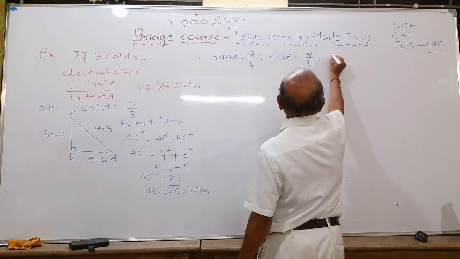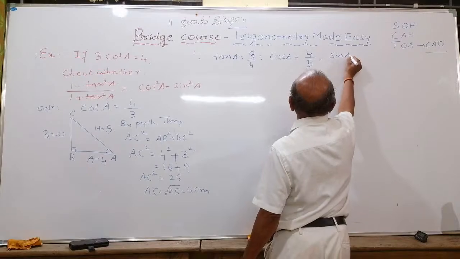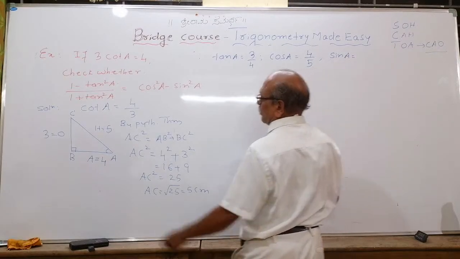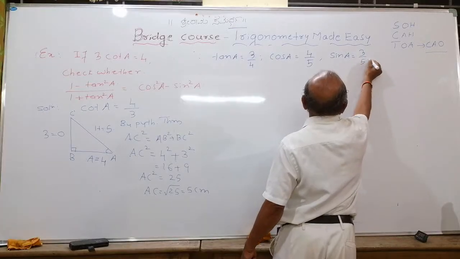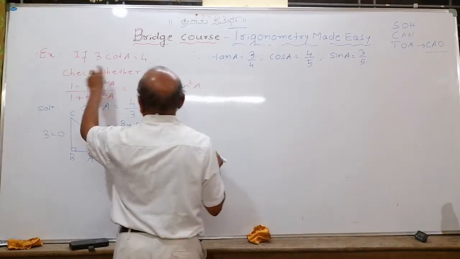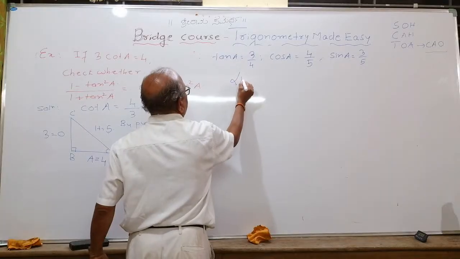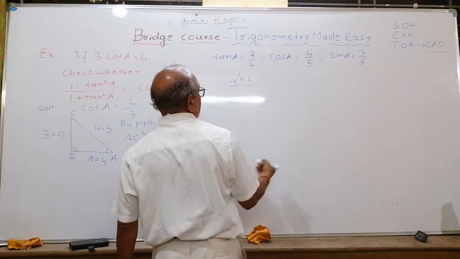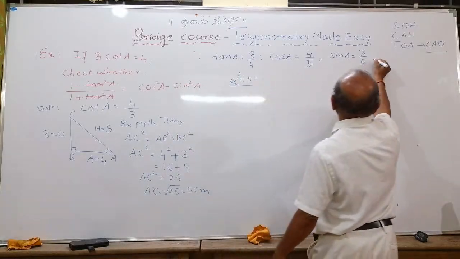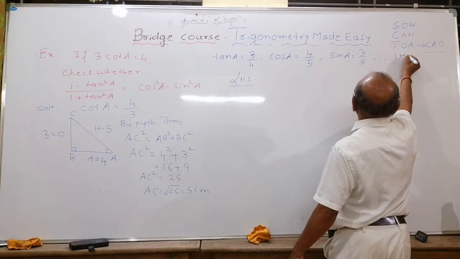Then you have to find out sin A. What is sin A? Sin is SOH, opposite upon hypotenuse, which is 3 by 5. First of all, whenever you are asked, you take the left hand side of it. You write neatly the question LHS. For this, there will be 1 mark. For correctly writing all these values, you will get what? Correct value is 1 mark.